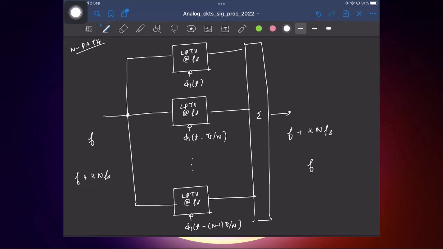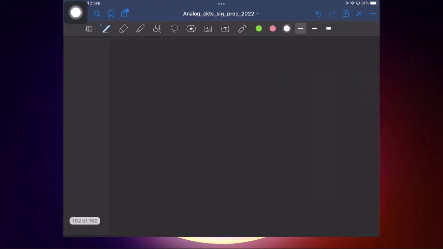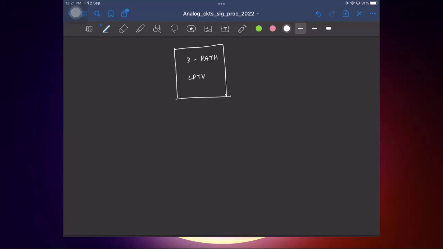Okay. So now let's take a 3-path system, for example. Say this is a 3-path LPTV, where each individual LPTV system is varying at Fs. And as we saw, if you feed in a sinusoid at f, the frequency components you get will be f plus k times 3Fs. So what can you say about the harmonic transfer function h1 of j2 pi f?